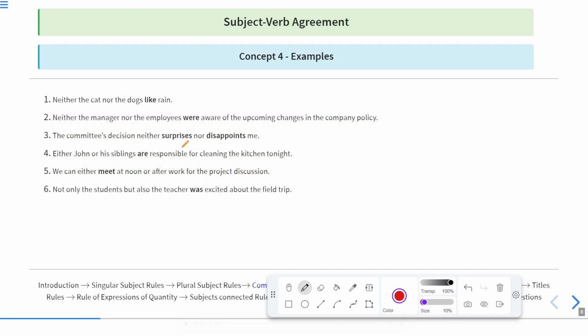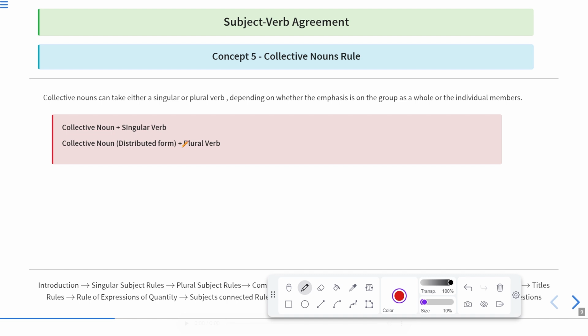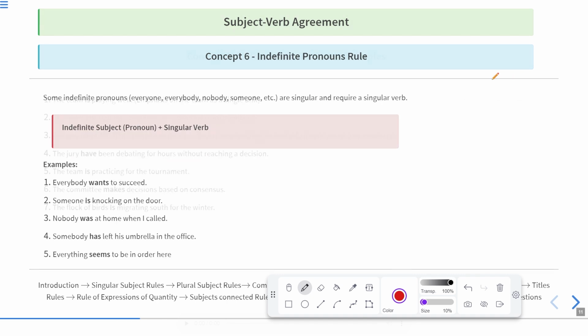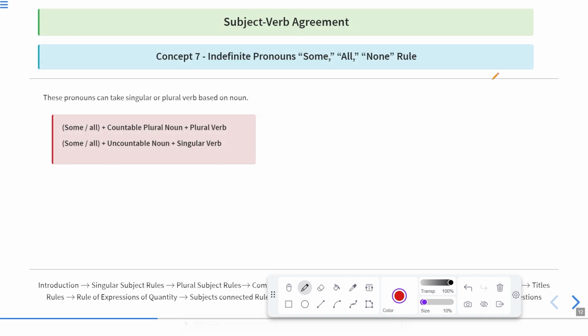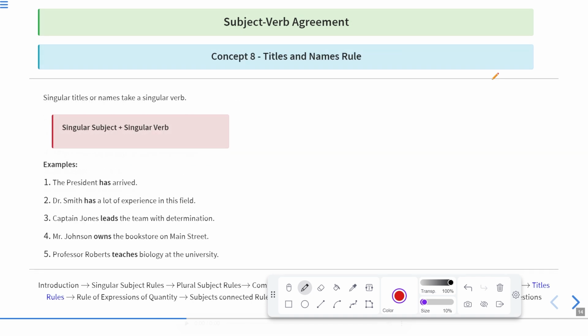And the collective nouns can be followed by a singular verb, but if they are used in a distributed or scattered form, they will be used with a plural verb. Indefinite subject pronouns will be used with a singular verb. Some and all, if they are followed by a countable plural noun, will be followed by a plural verb. And if some and all are used with uncountable nouns, they will be used with a singular verb, because uncountable nouns are always considered singular.